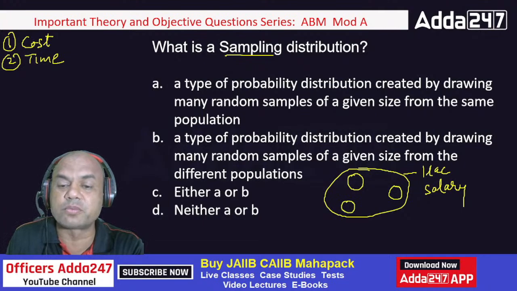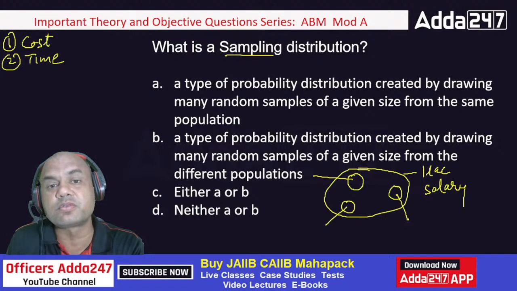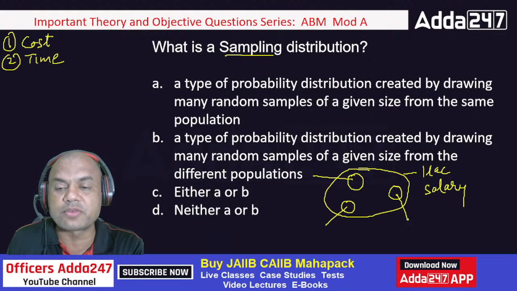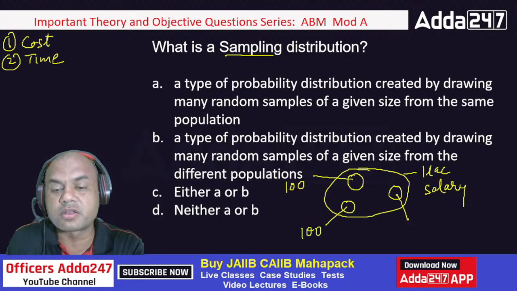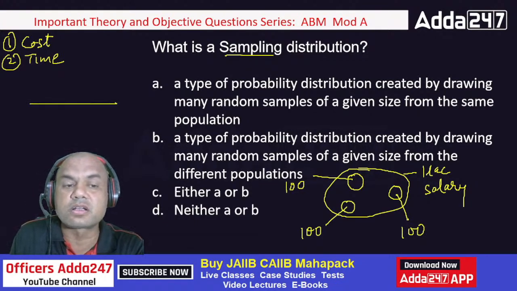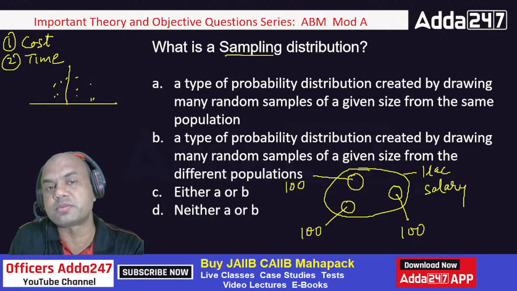Let's say 10 samples from here, 10 from here, 10 from here, like that. Whenever we distribute these samples, we check the sampling distribution, how the salaries are distributed. Now 10 was just an example; we can take 100 from here, 100 from here, and 100 from here. The salaries of these persons will be distributed on a curve, and this distribution is known as a sampling distribution.